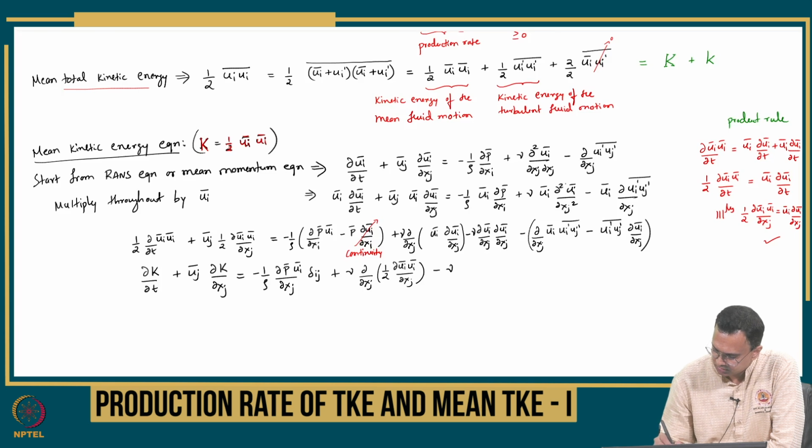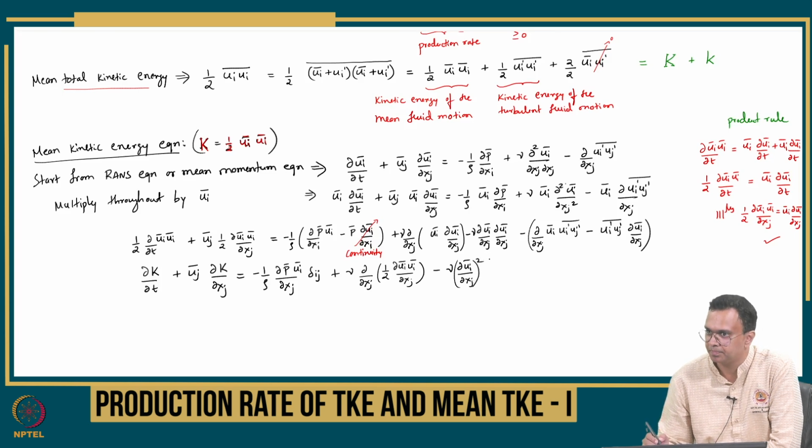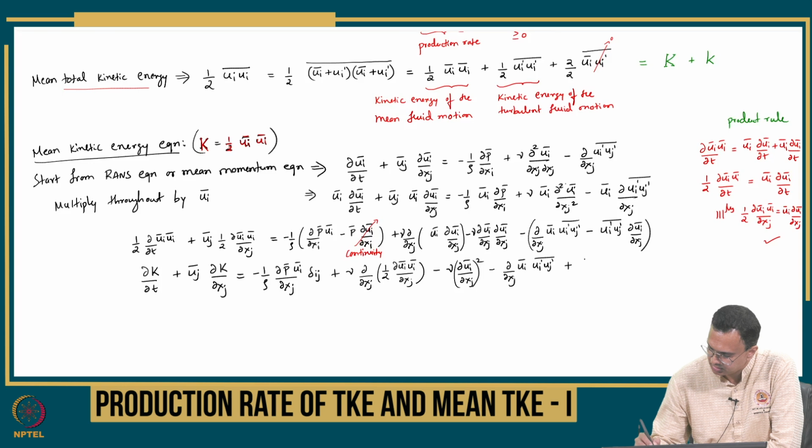And I have this another term, squared, and then I have this minus ∂/∂xj of ui bar ui' uj', minus of minus, plus ui' uj' ∂ui bar/∂xj.